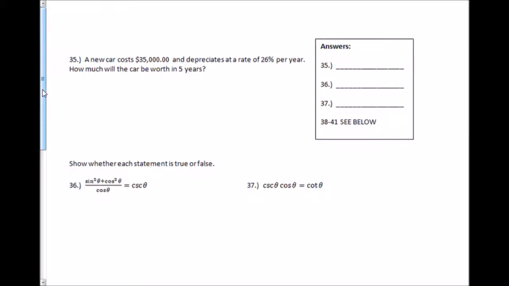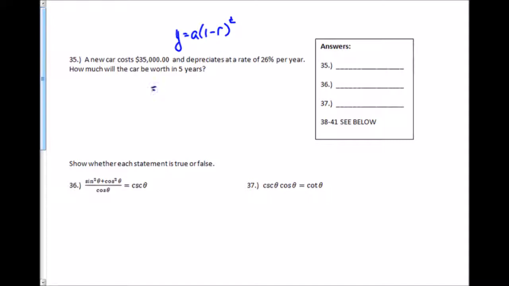In number 35, it says a new car costs $35,000 and depreciates at a rate of 26% per year. How much will the car be worth in 5 years? So for this one, I'm using this formula, y equals a times 1 minus r raised to the t. And this is just an exponential decay model where we're fixed into a certain time slot. And that's what I want to use here because it's per year.